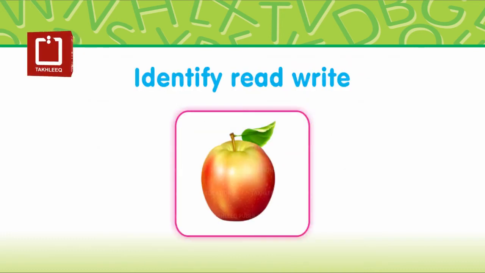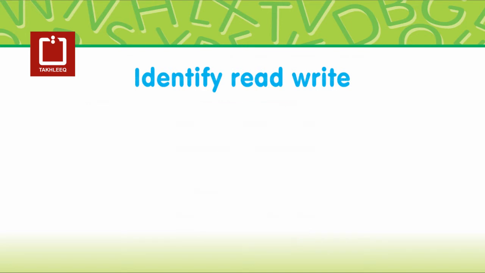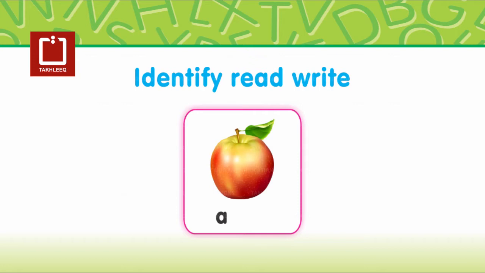We see here the picture of an apple. Now we say the spellings of an apple. A double P L E, apple. So we write A double P L E on lines.